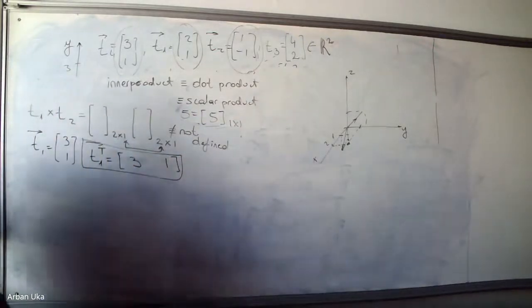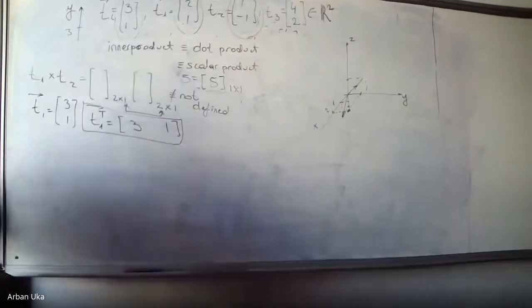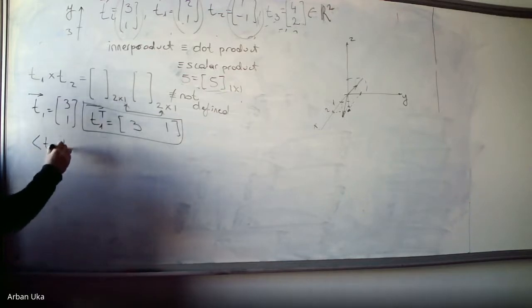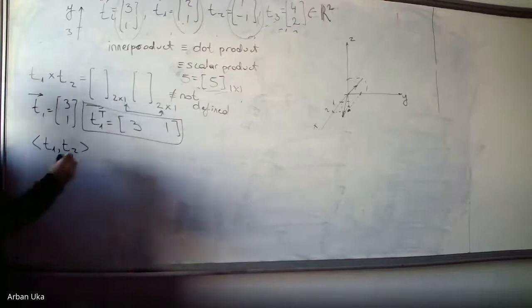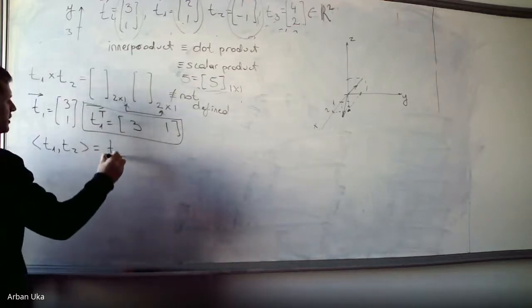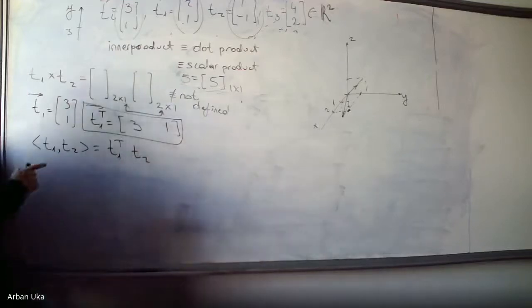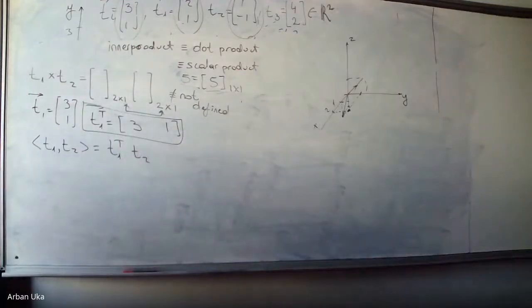Now, the inner product, which is a product between any two vectors, is defined as follows. So we write this T1 with T2. This is the inner product. This is how we denote it. This is going to be equal to T1 transpose times T2. Now, is this product defined now?